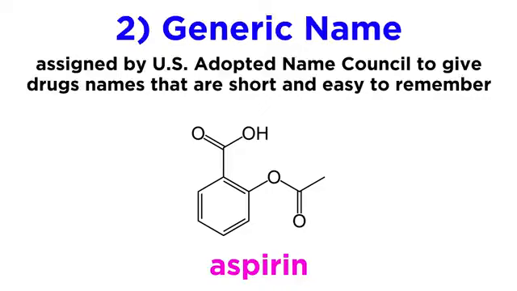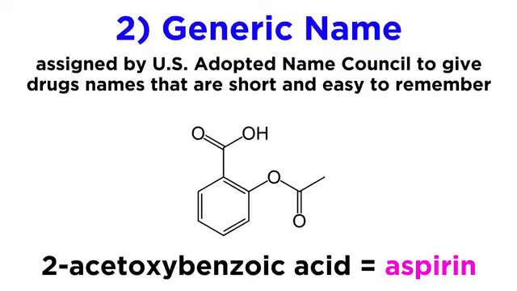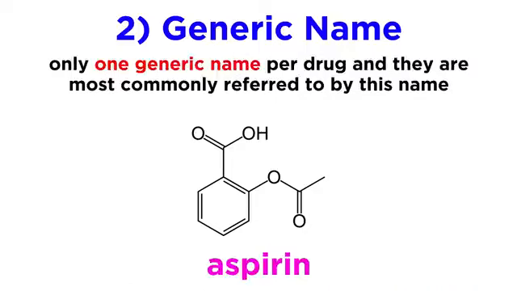Adopted Name Council specifically for the purpose of giving drugs with long chemical names, often much longer than this one, another name that is short and easy to remember, even though it does not actually describe the composition of the molecule. There is only one generic name for any drug, so drugs are most commonly referred to by their generic names, since non-chemists, which is most of us, do not have the vocabulary required to pronounce or understand most chemical names. Generic names should be memorized, as it is rather easy to do so, and they are useful.